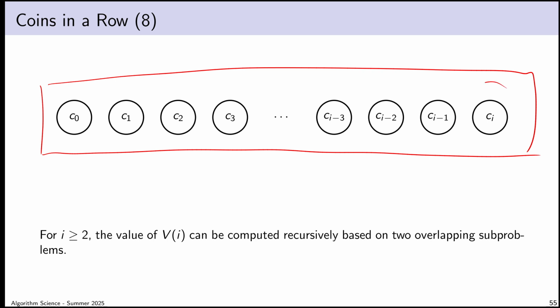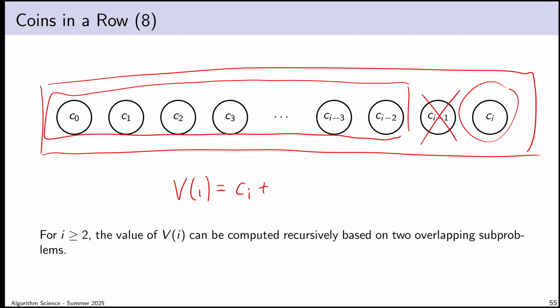If coin Ci is in, then coin Ci minus 1 must be out because I can't pick up two coins in a row, which means the maximum value I can get in this case would be, well, I chose Ci, and then I'm obviously going to pick up as high a value as I can out of the remaining coins, which would be everything up to i minus 2. So if Ci is chosen, then Vi is going to be equal to Ci plus V of i minus 2, because obviously Ci minus 1 is out. Ci minus 1 cannot be chosen if Ci is chosen. Now that's one recursive case.